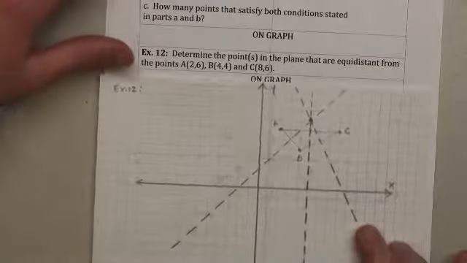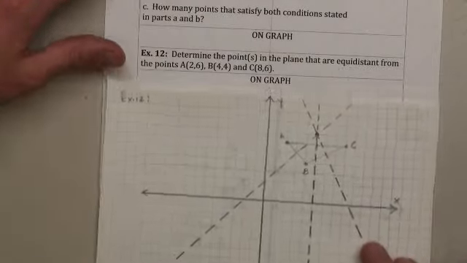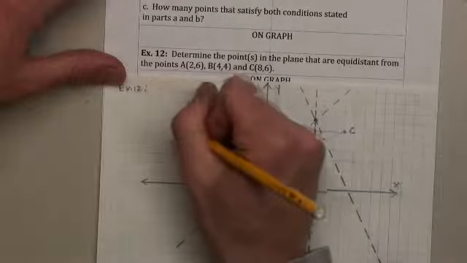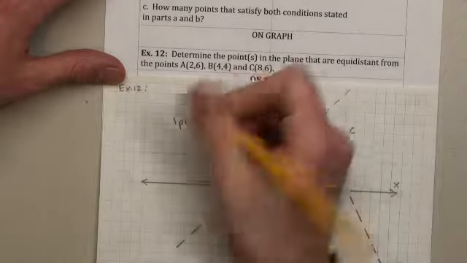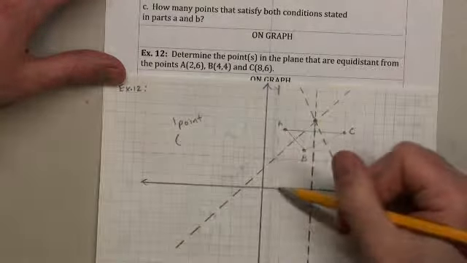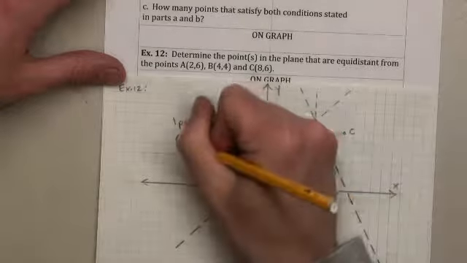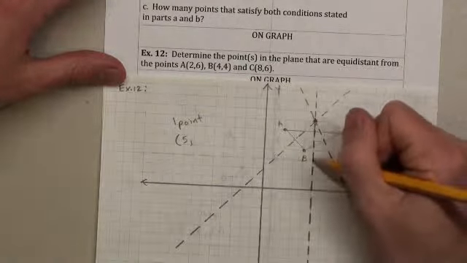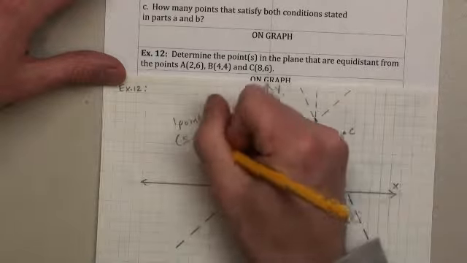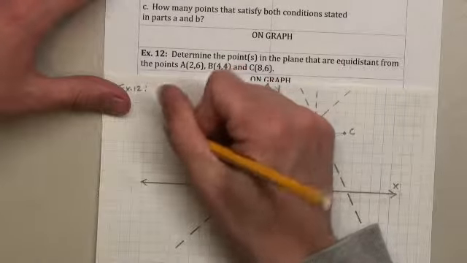And what's the question asked? Let's go back again. Determine the points in the plane that are equidistant from the points. So we have 1 point, and let's put down its coordinate. 5, 7. Okay? One more problem.